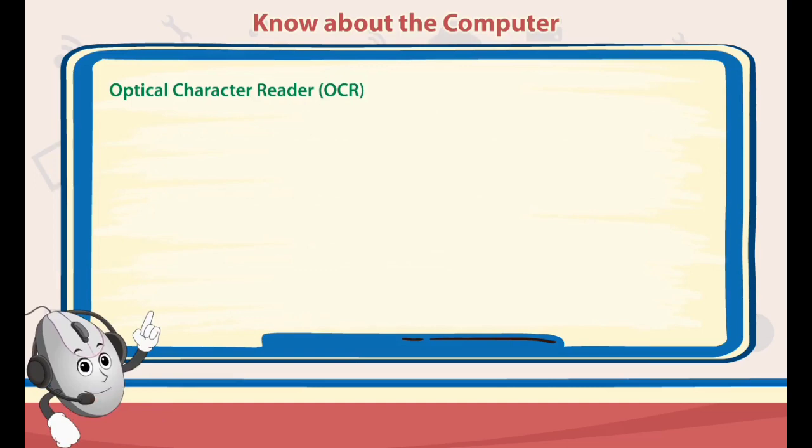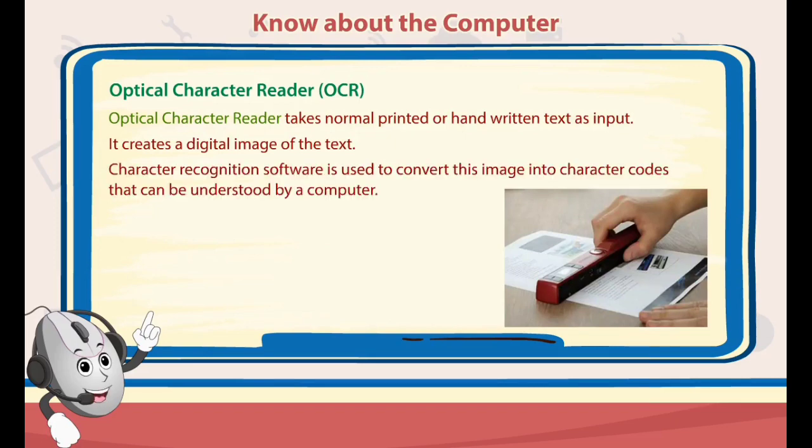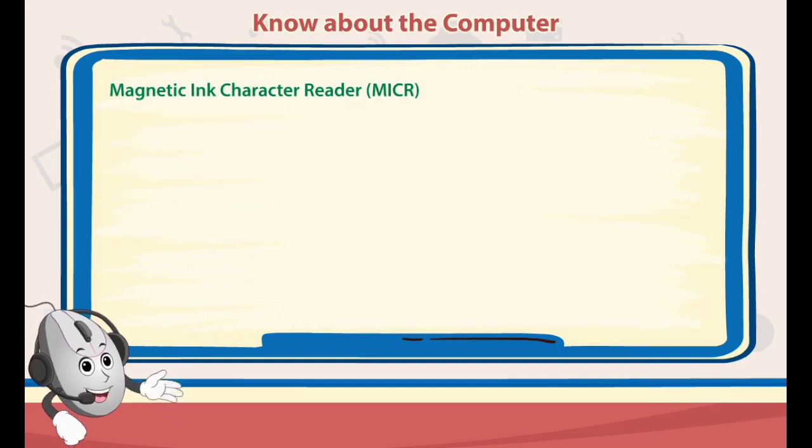Optical character reader (OCR). Optical character reader takes normal printed or handwritten text as input. It creates a digital image of the text. Character recognition software is used to convert this image into character codes that can be understood by a computer. It is widely used to convert books and documents into electronic files.